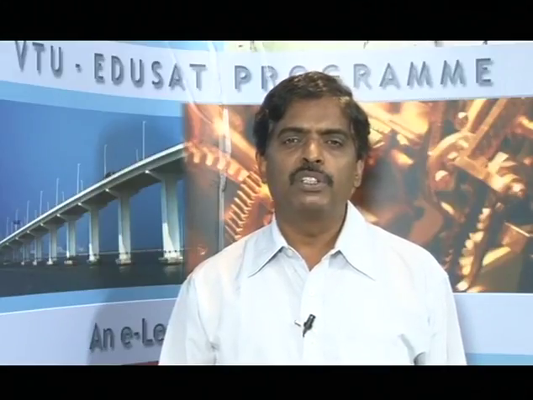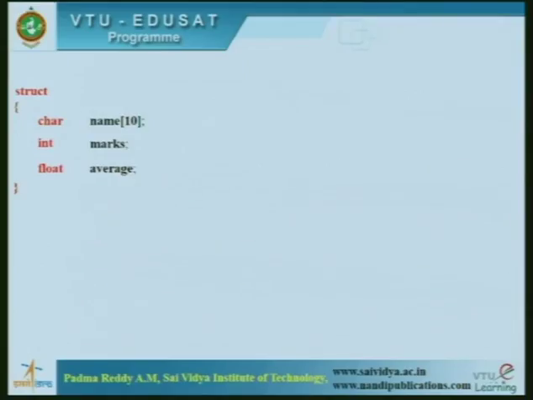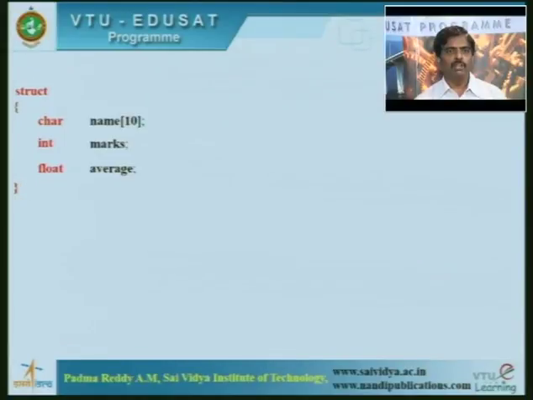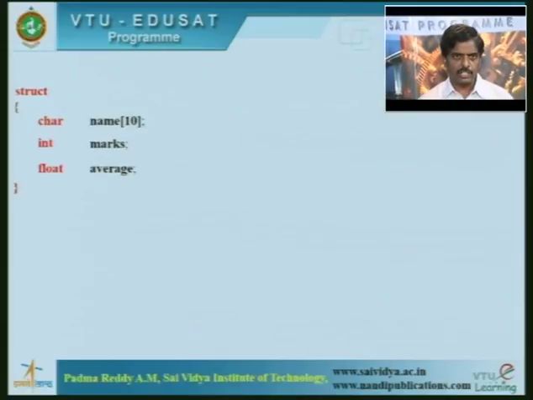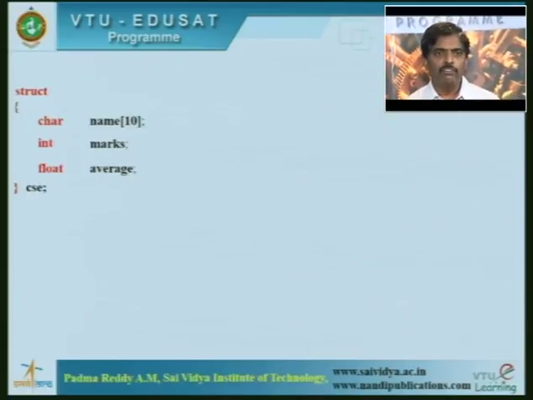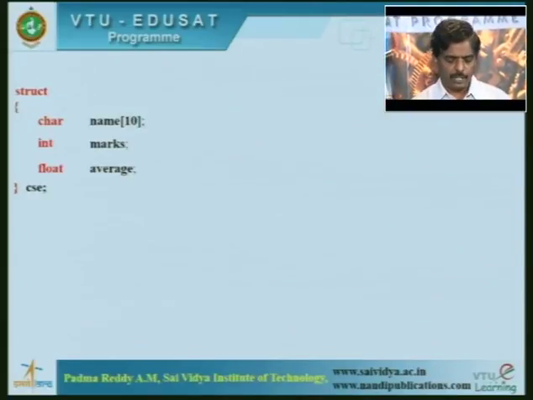Now if you observe, this is a structure without any tag. Here I have one variable by the name CSC. Now if you define a structure like this, remember memory will not be allocated. But if you have a variable CSC, then memory will be allocated. Now here you have the variable CSC, so memory will be allocated.